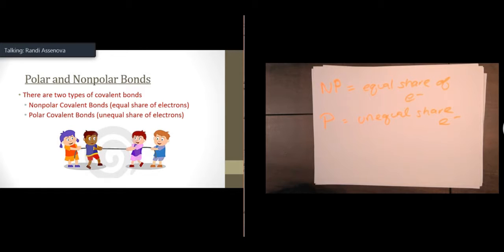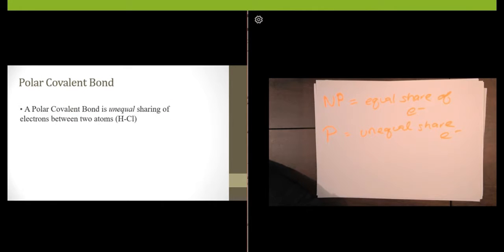Okay, and I like to think of it as a tug of rope, that there's always going to be one side that pulls it more than the other. One atom is going to pull the electron more than the other. Okay, so polar covalent bonds is this unequal sharing.